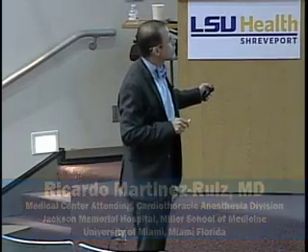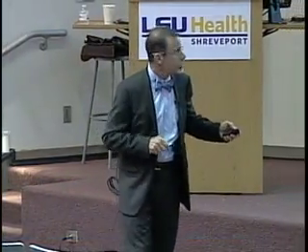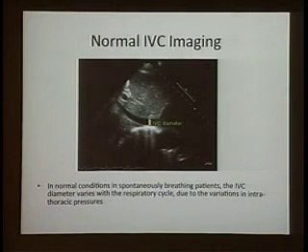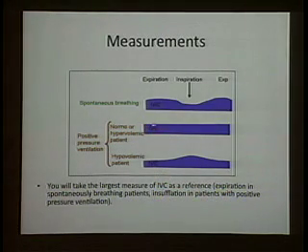Again, be careful. Try to differentiate the two. The aorta is thick, pulsates. The IVC is thin and tends to change with breathing. So I'm going to give you some of the parameters here in terms of numbers. So this is how an IVC diameter looks like when you put it in M mode.